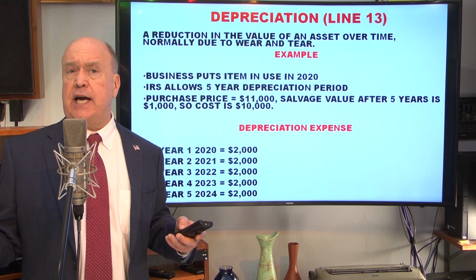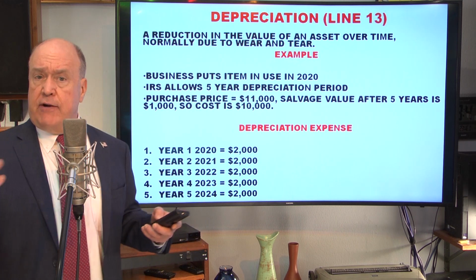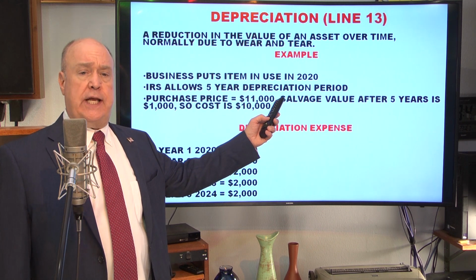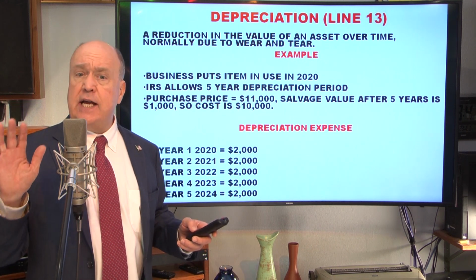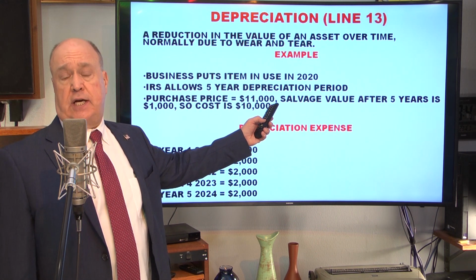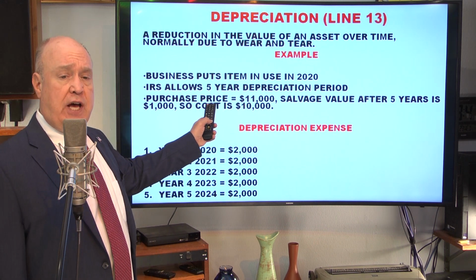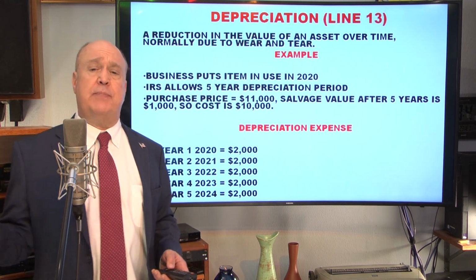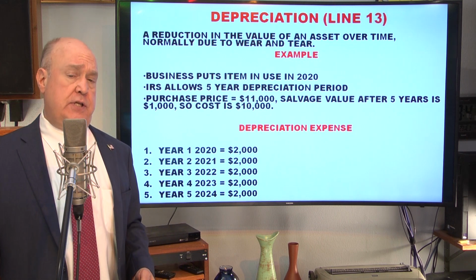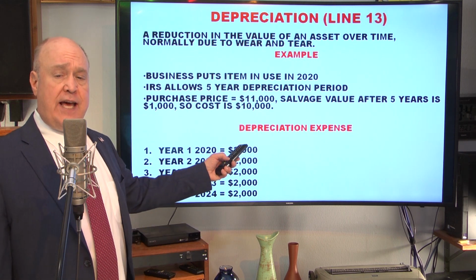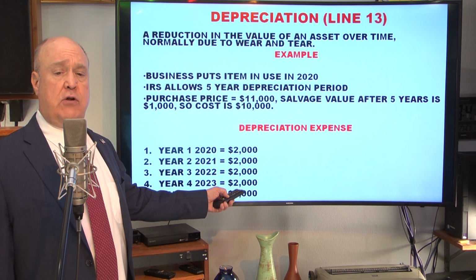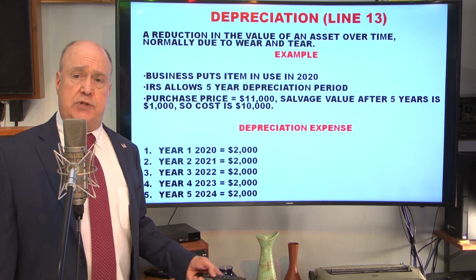Normally, this refers to some kind of business machinery. So, for example, let's say the business buys a machine, puts it in use in 2020, and the IRS is going to allow a 5-year depreciation period. Let's say the price of this machine was $11,000, and the estimated salvage value is $1,000, so the cost to the business is $10,000. So what depreciation allows that business to do is write that $10,000 expense off over 5 years. They write it off $2,000 a year, and then that is the amount that goes in line 13.